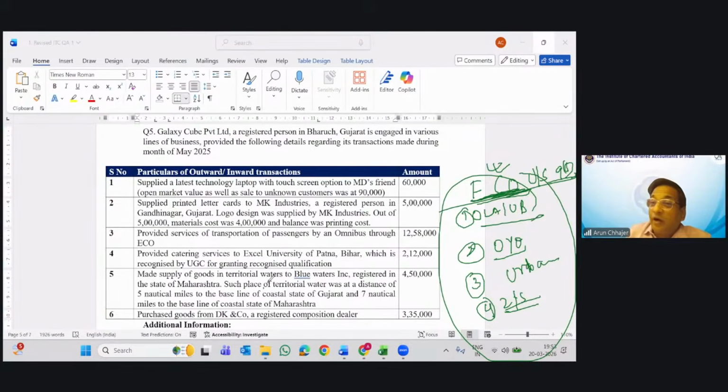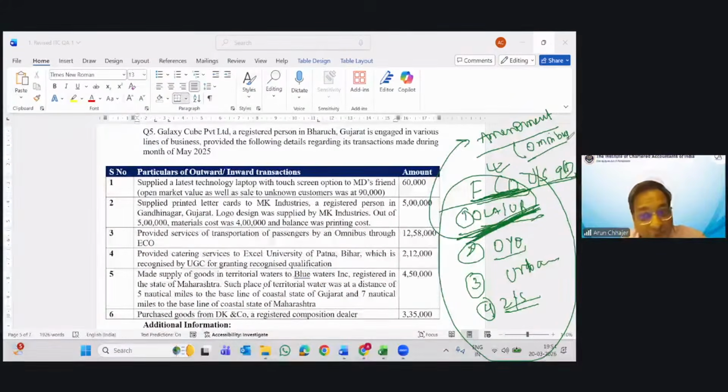Okay. Now the point is, in this category of services, there was an amendment, in which it says that if you are making the supply of omnibus and you are a company, then in that case ECO will not pay the tax. You need to pay the tax under forward charge. This was an amendment which I have incorporated in this question.